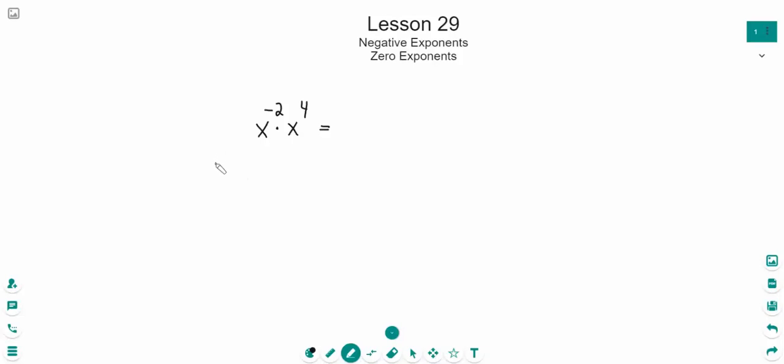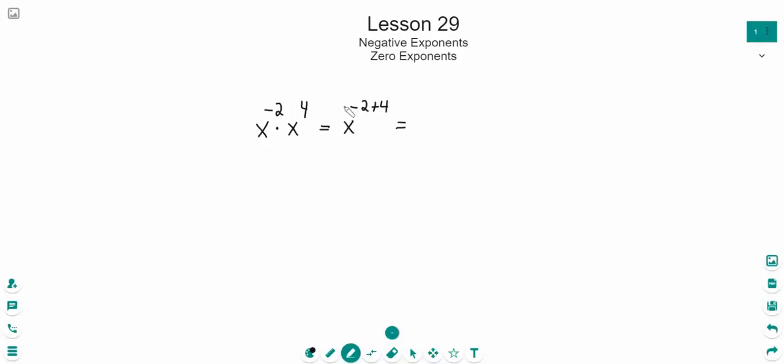And if you think about that, you should be able to, because we've already talked about how to multiply variables with exponents. Recall what we do is we add the exponents, right? So this becomes an x raised to the sum of these exponents. So it's going to be raised to the negative 2 plus 4. That's just standard procedure. That's what we've already learned, right?